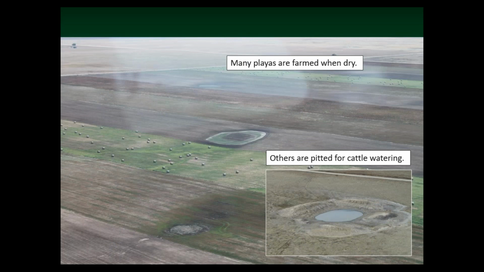Many playas on the eastern plains have been farmed through when dry. It's one of the primary stressors that playas face. When they're farmed, farming can contribute to sedimentation that covers the natural playa soils. Other playas have been pitted, meaning deep pits have been dug in the center of the playa for cattle watering. This breaks through the hard pan clay soil within playas and disrupts their natural hydrologic cycles.